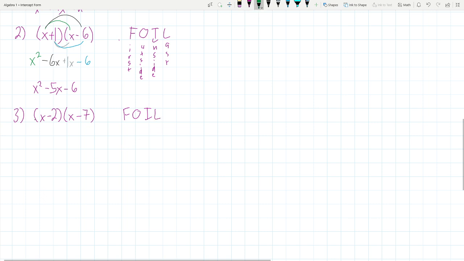Alright, so my first one is the x and the x, so that gives me x squared. The x and the negative 7 gives me negative 7x. The negative 2 and the x makes negative 2x. The negative 2 and the negative 7 is positive 14. I did the first, outside, inside, last, or really I made sure that I distributed the x to everything and the negative 2 to everything. So I get x squared minus 9x plus 14.